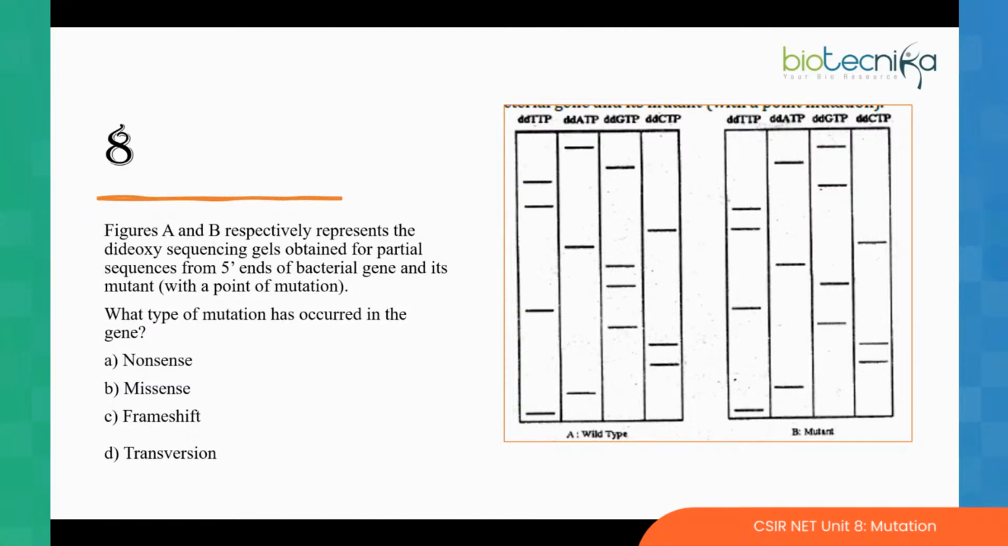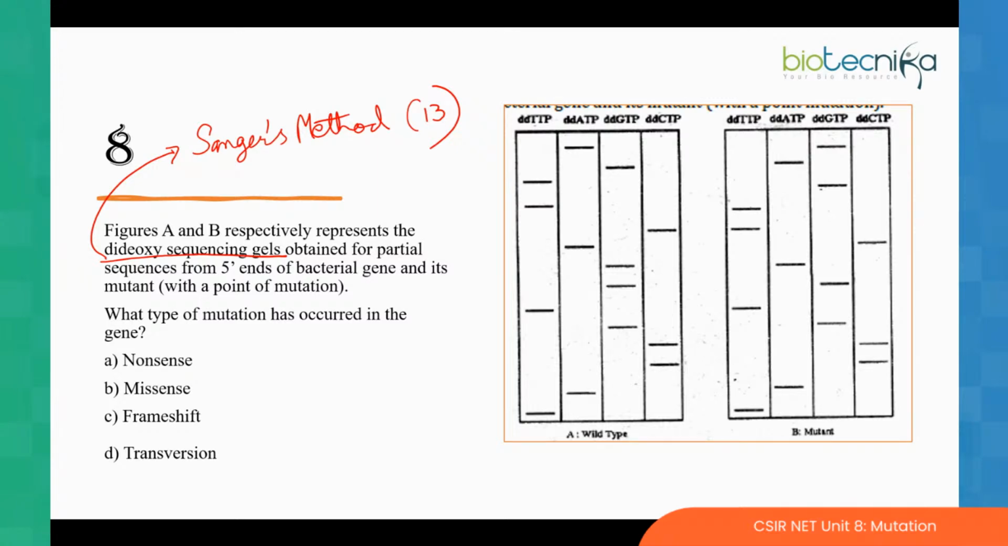Now coming to another combination type of question, which is here. Figures A and B respectively represent dideoxy sequencing gels obtained by partial sequences from the 5' end of a bacterial gene and its mutant with a point mutation. What type of mutation has occurred in the gel? Dideoxy sequencing gel. The dideoxy chain termination method of DNA sequencing is also called Sanger's method, which you will have in unit 13, and you have to link it with mutation in unit 8.